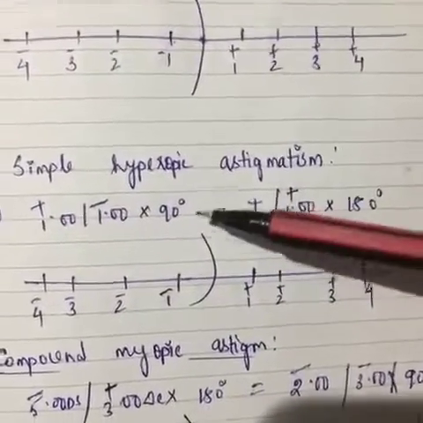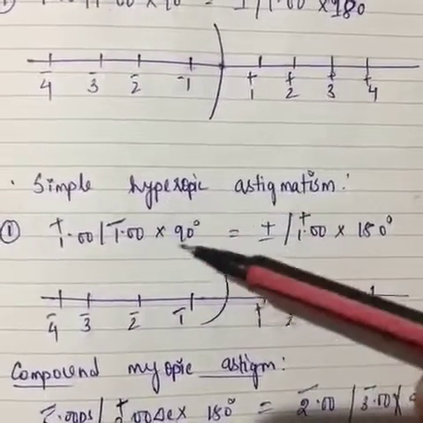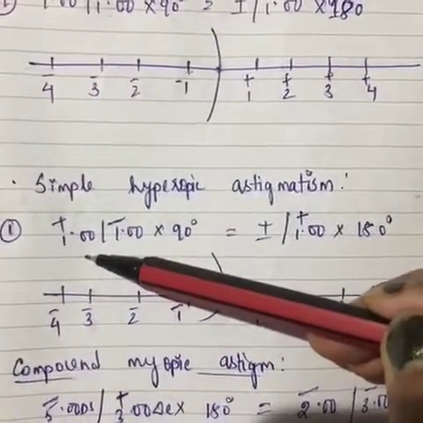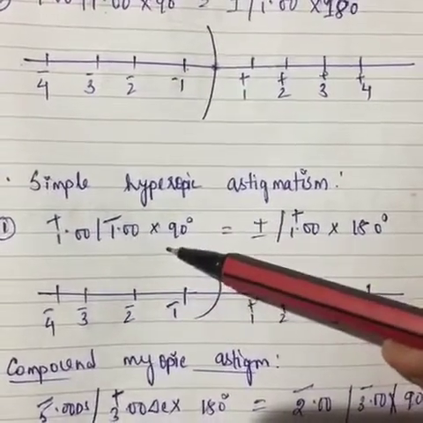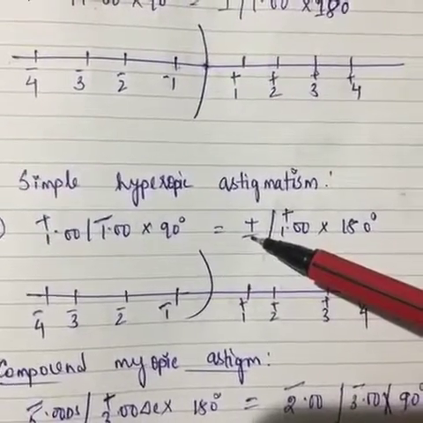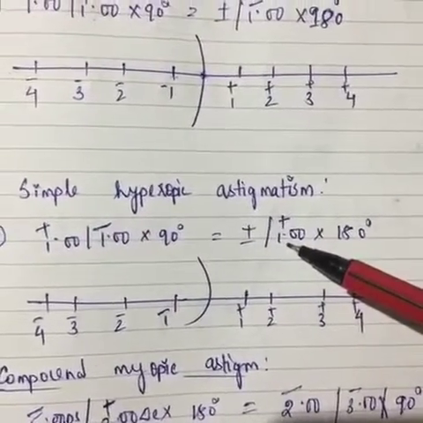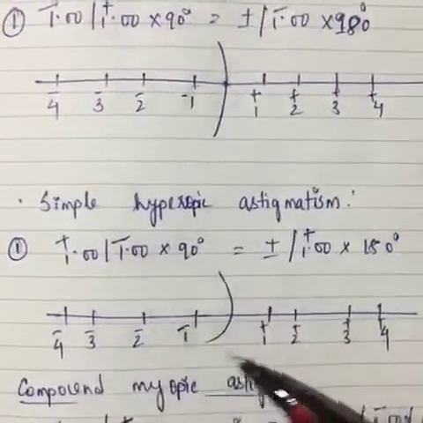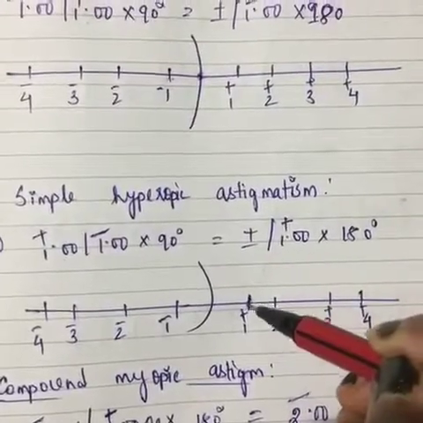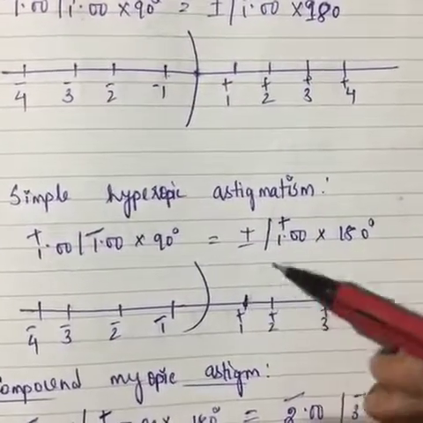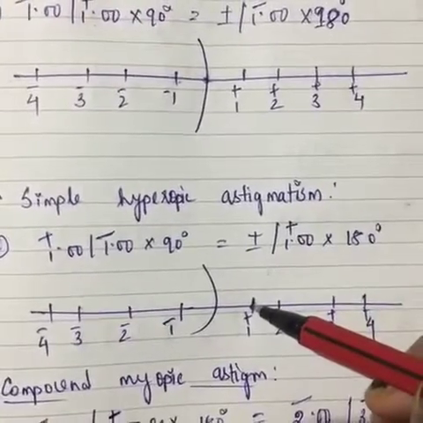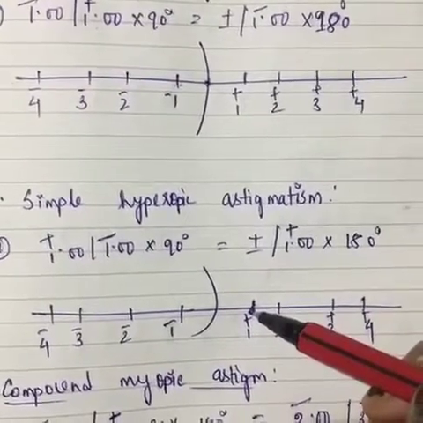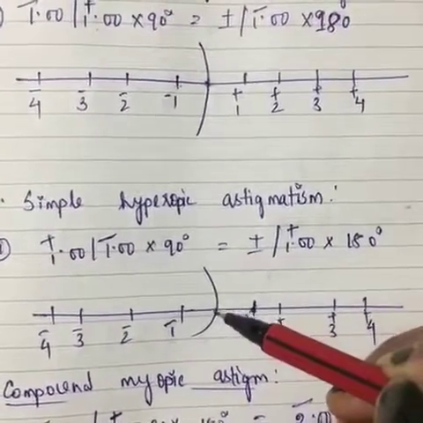Then again let's see the same example, but the signs are different. Simple hyperopic astigmatism. Here you can see +1 diopter spherical with -1 diopter cylindrical at 90 degree. After transposing, you will get plano with +1 diopter cylindrical at axis 180 degree. So again, if you do the same, one foci will be here, and then from here you have to go towards the minus side. How much? 1 diopter. So if you go 1 diopter backward, again it will come here.